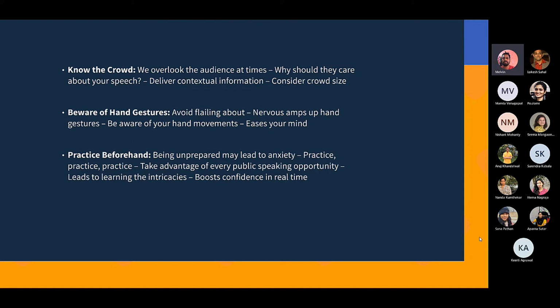Fine. Coming back to the last point in this section of skills, we have practicing beforehand. Like Lokesh was saying in the previous section, we need to practice because any occasion in our life, if we go unprepared, it may lead to anxiety because we don't know what we are about to show or about to write or about to tell. So practicing and seizing every opportunity at public speaking is one of those things. This way you can learn the ins and outs, the intricacies of public speaking. And towards the end, you can even boost confidence for that one speech that you want to give.